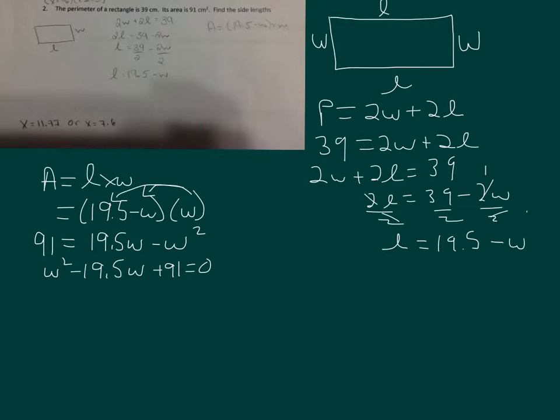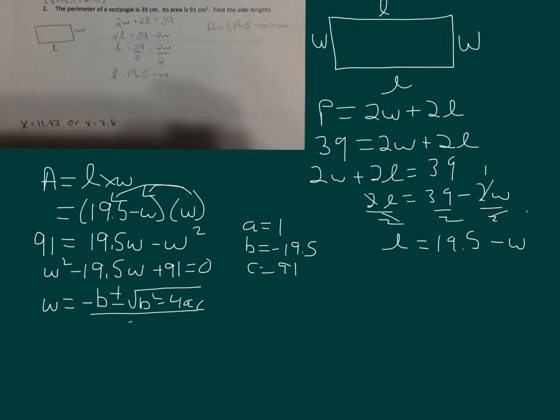So I can't factor that because I can't find two numbers that add to 19.5 and multiply to 91. It's just impossible. So I'm going to use my quadratic formula, where a equals 1, b equals negative 19.5, and c equals 91. So w is going to equal negative b plus or minus the square root of b squared minus 4ac over 2a.